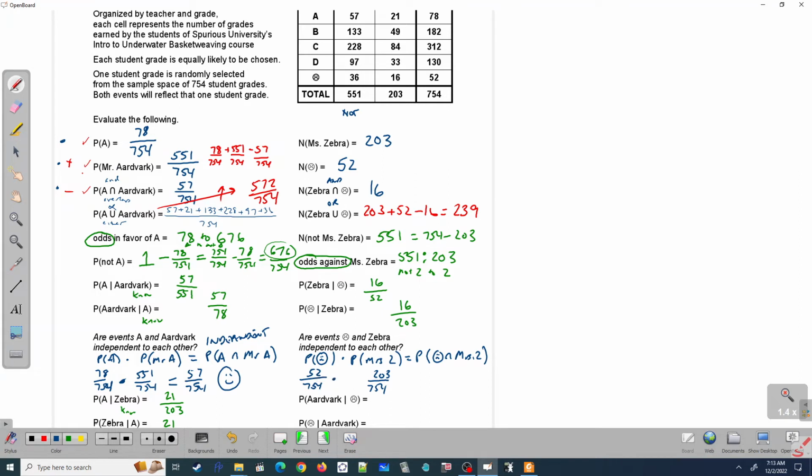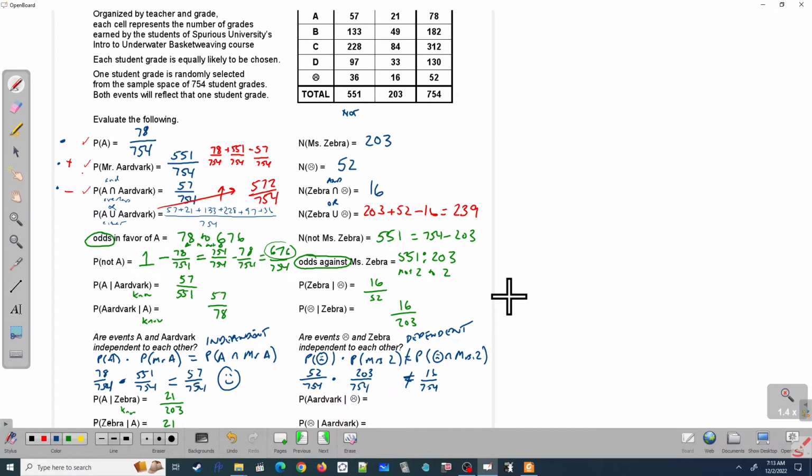52 out of 754, I'm going to multiply those together. Well, what I'm going to find out is that this does not work out to be the same as 16 out of 754. It's not the same number. It's really close, but it's not the same. And so because this does not equal each other, then we did not prove independence, which is the way, again, I like to think of it. And so by default, they are dependent events.